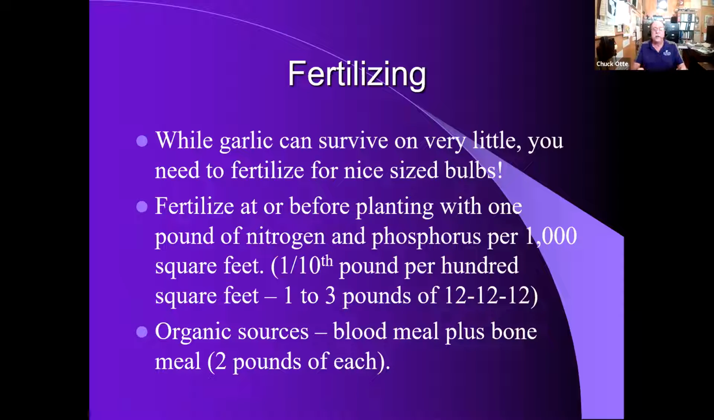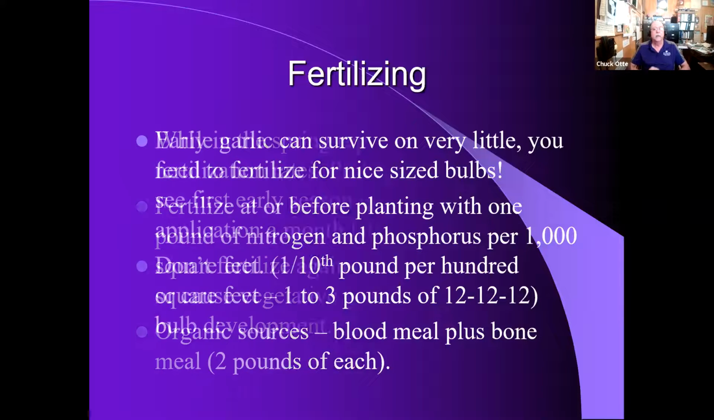If you've done a soil test in your garden and know you've got high phosphorus levels, you don't need the phosphorus portion. If you want to use organic fertilizer sources, blood meal plus bone meal, 2 pounds each, will work very, very well to get that across, and it's a much slower release.